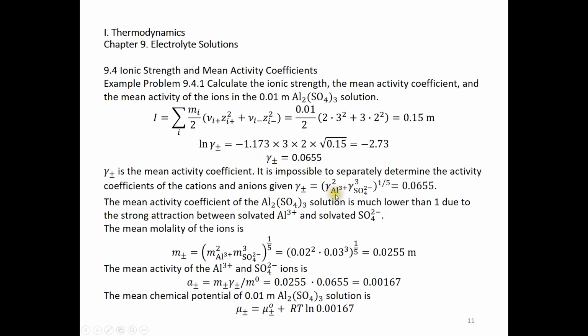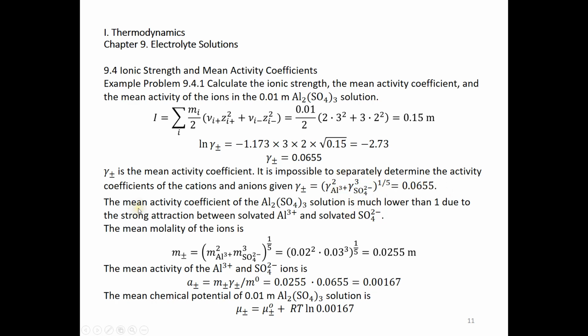This is the definition of the mean activity coefficient. It's the gamma of the cation to the power of its coefficient, gamma of the anion to the power of its coefficient, and then to the power of 1 over nu. Nu is nu plus and nu minus together. So again, we know this mean activity coefficient, but we do not know this gamma or this gamma.